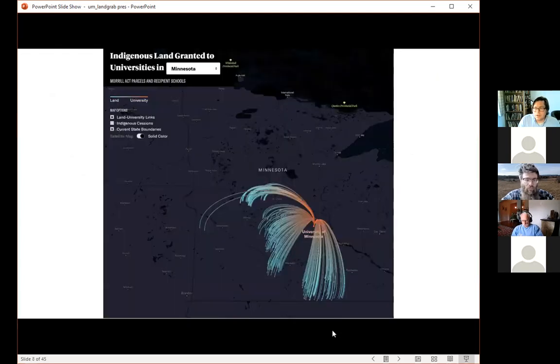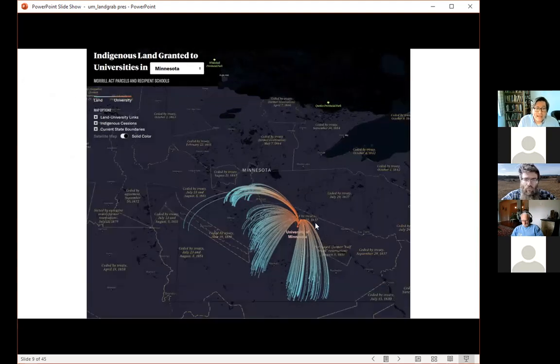I'm trying to get to the next slide here. Okay, so if you go state by state, here's Minnesota, right? So for instance, the Morrill Act lands that the University of Minnesota benefited from. Looking here like an exploding firework, which is how these look when you make these connections. We talk about the University of Minnesota's story a little bit in the article. If you turn on the land cession layer, you can quickly visualize where these endowment lands came from.